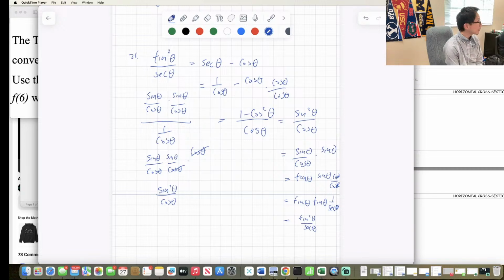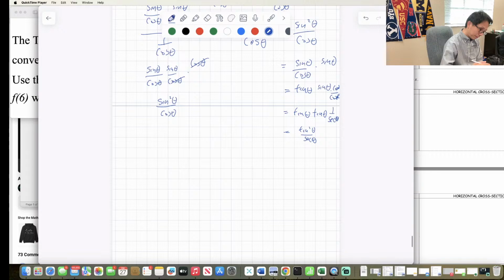Now I feel like this is probably still not the best way to do it, but you're still going to get an answer regardless. Yes. When you got to sine squared theta over cosine theta, I think you could change sine squared theta to 1 minus cosine squared theta. You are a genius. And you just split it. You are a genius. I didn't see that. So sometimes I don't see things.